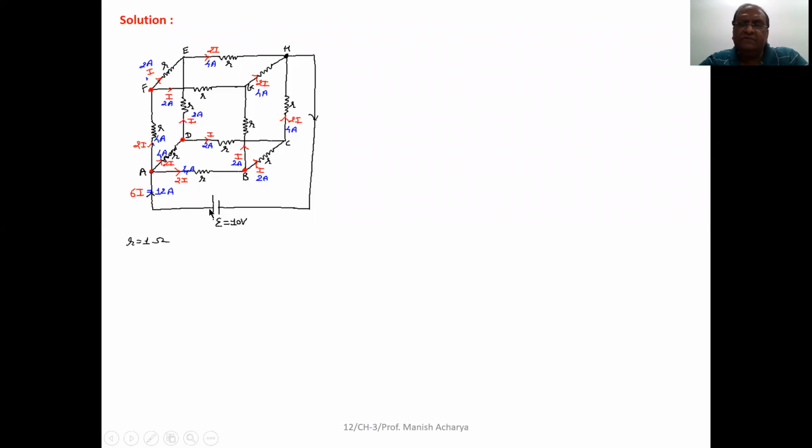Now suppose the battery supplies 6I current to the network. Here you can take 3I current also, you can take I current also.